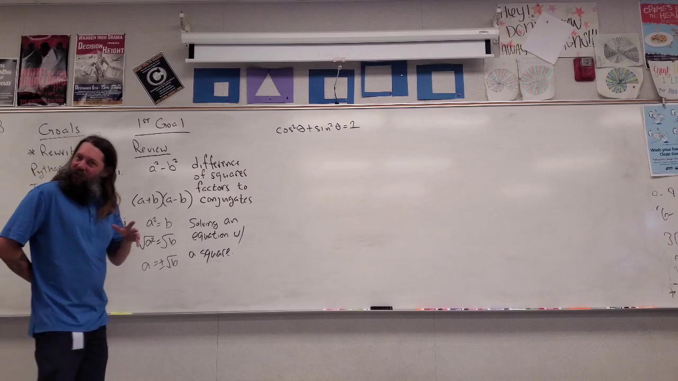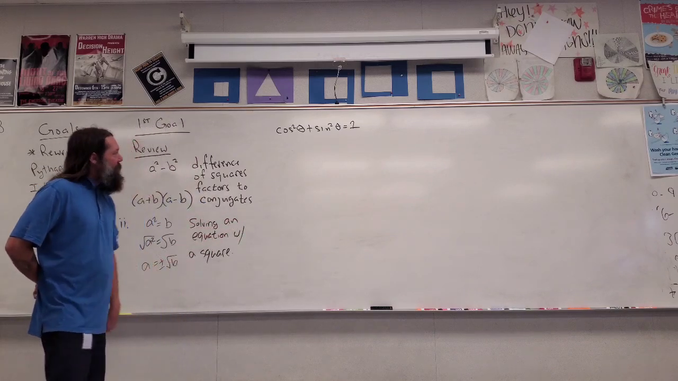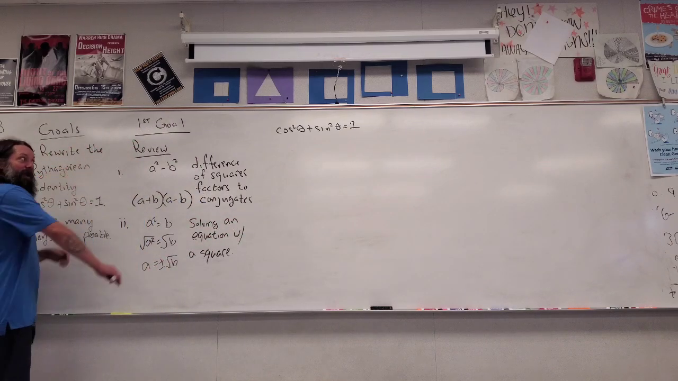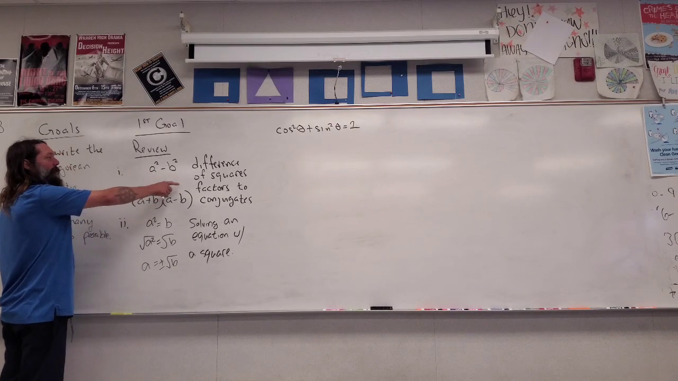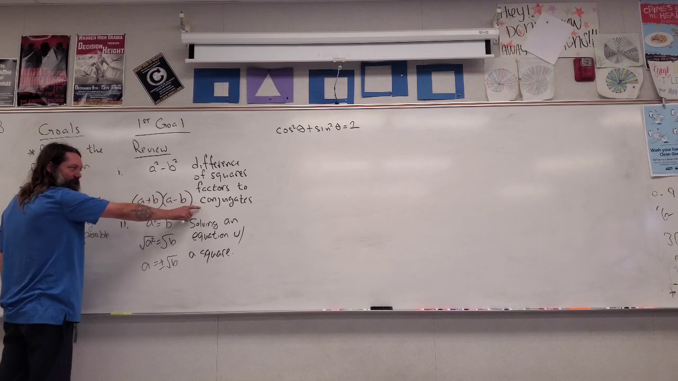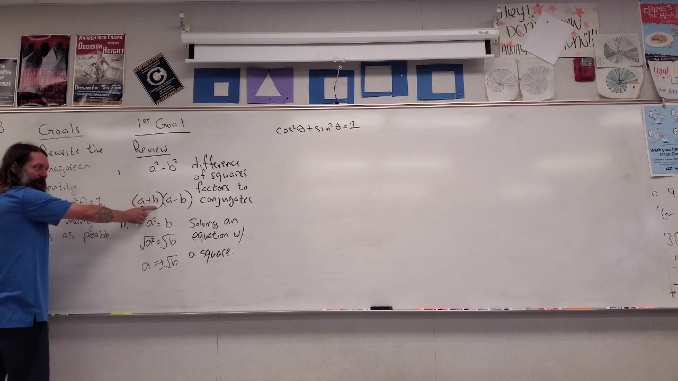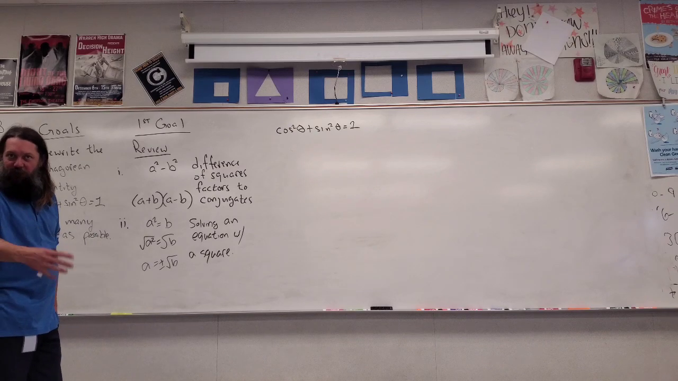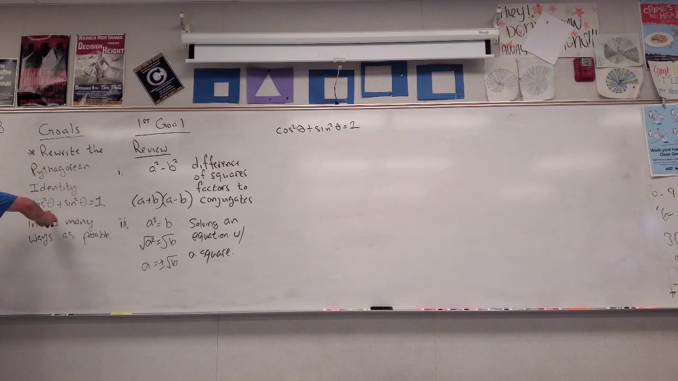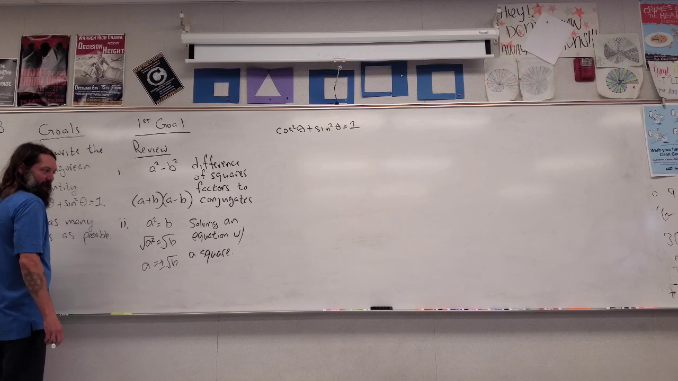But before I start this lesson, I want to review a couple things with you guys. The first thing I want to review is what we call the difference of squares, which is a squared minus b squared. This factors to conjugates, and it would be a plus b times a minus b. All right, so that's a tool we'll be using when we rewrite this Pythagorean identity.